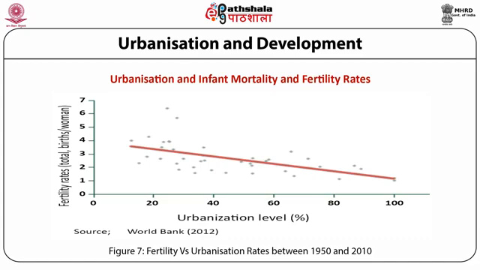The argument given behind these trends is that this has been possible due to increase in health facilities and increased work participation rate among women, due to which they tend to have lower family size. The fall in fertility rate along with increase in rate of urbanization has been shown in Figure 7. The figure shows that as the rate of urbanization comes close to 100%, the fertility rate is expected to come close to one birth per woman.